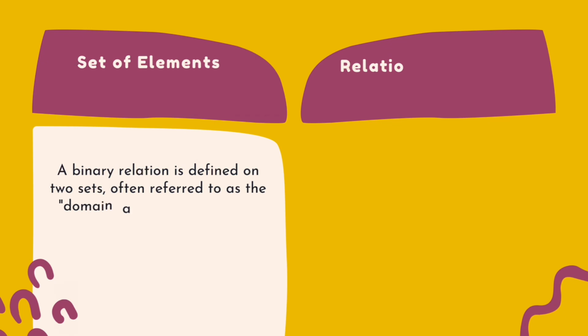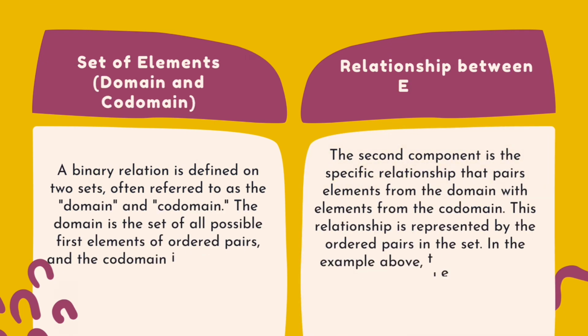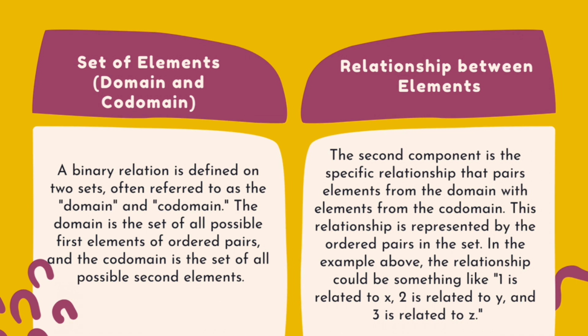Set of elements: domain and codomain. A binary relation is defined on two sets. The domain, which contains all possible first elements of ordered pairs, and the codomain, which contains all possible second elements. Next is the relationship between elements. The second component of binary relation is the specific relation between domain and codomain elements, represented by ordered pairs in a set. These relationships are fundamental in mathematical disciplines like set theory, logic, graph theory, and computer science.